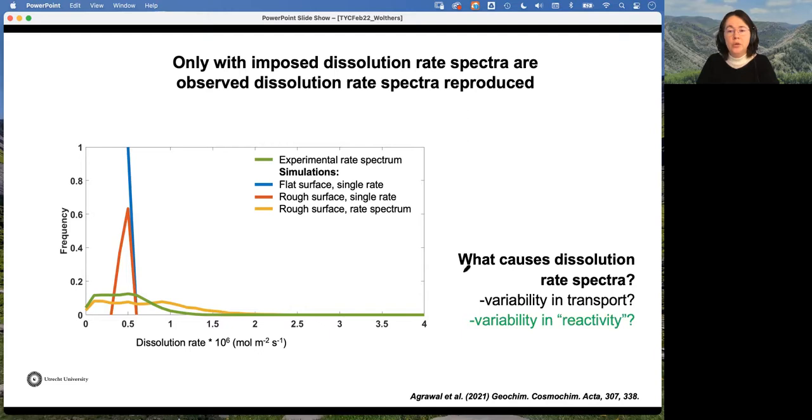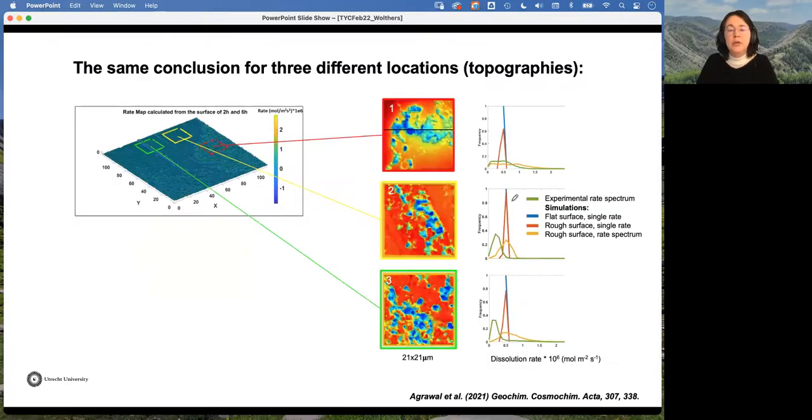And so what causes dissolution rate spectra? There is a little bit of variability in the transport over the surface, but the main contributor is variability in the surface reactivity. And if we then take the fitted rate spectrum that we obtained from simulating location 1, and we also test this for topography 2 and 3, we see that in the yellow line here, we have rate spectra that we get from our developed model without any further fitting.